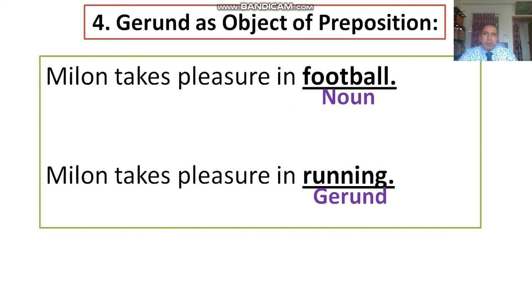Students, a gerund can be used as object of a preposition. Milan takes pleasure in football, here football is a noun. Milan takes pleasure in running, here running is a gerund. In the first sentence, football is used as an object of the preposition in. In the second sentence, running is also used as object of the preposition in. Running looks like a verb, but after adding ing to run, it has become running. So a noun can be used as object of a preposition in a sentence, and a gerund can also be used as object of a preposition.